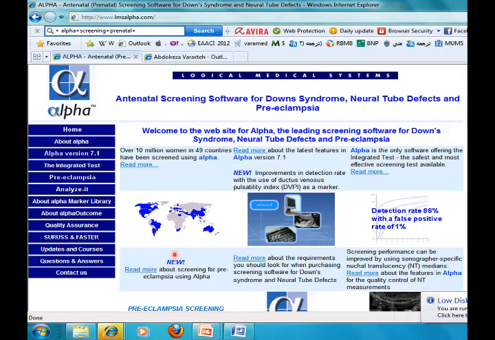And all these tests, including the information from the mother and the gestational age, are entered in a software. For instance, here it's called antenatal screening software, called Alpha, for Down syndrome, neural tube defects, and preeclampsia. It can give you information on all these diseases, and then we give a risk calculation sheet to the patient.